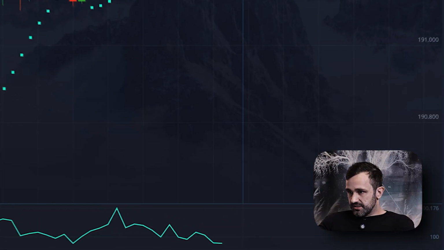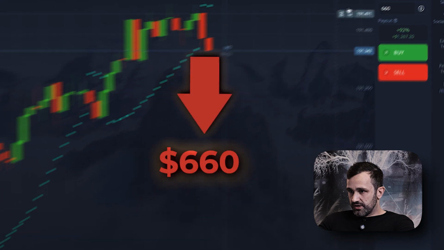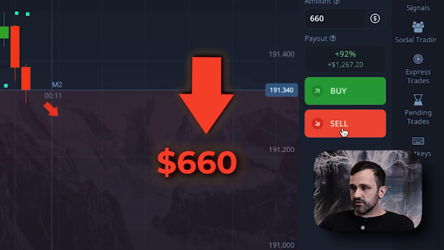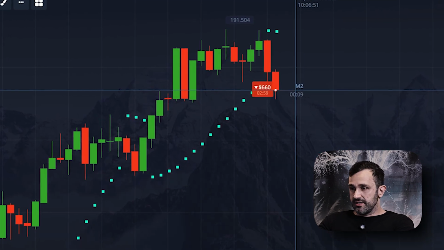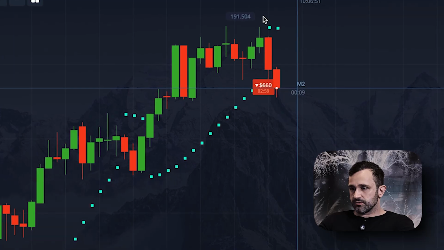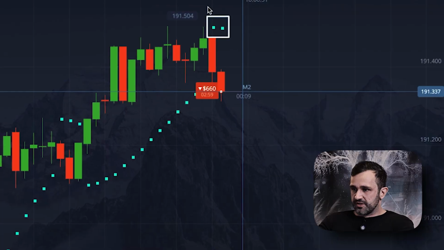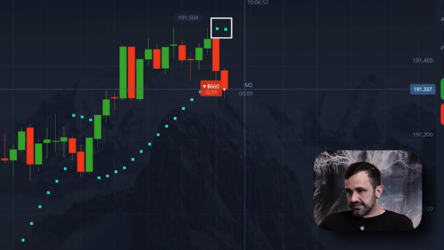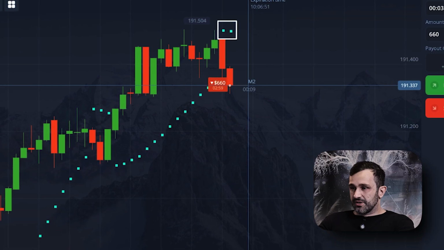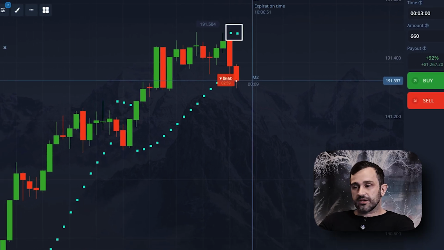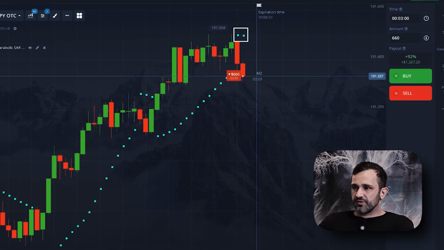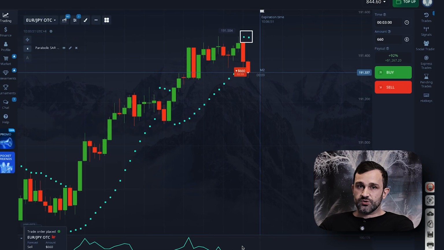Great result, I'd say. I'll continue and the market is in the same state, so I open another sell for $660. I'm not putting the full amount right away. This lowers the risk of a drawdown. Look, at the very top, the first parabolic dots appear above the candlesticks. This is a very simple and clear signal that the dots stopped guiding the growth, which means the market finished moving up and is starting to shift into a decline.